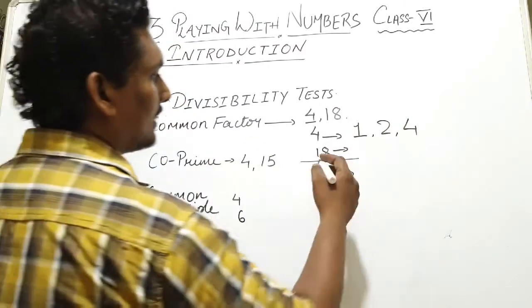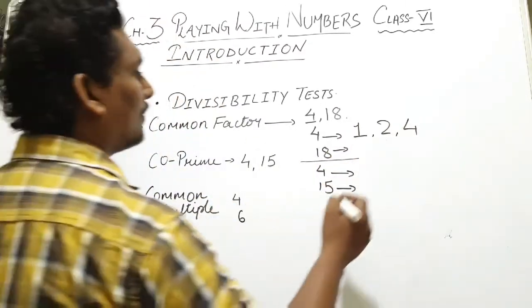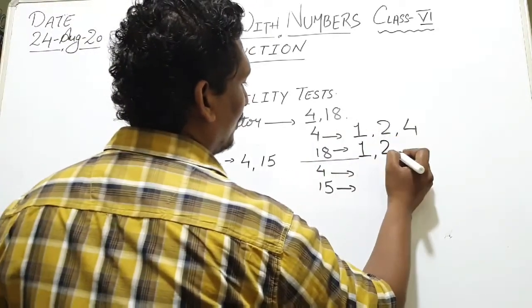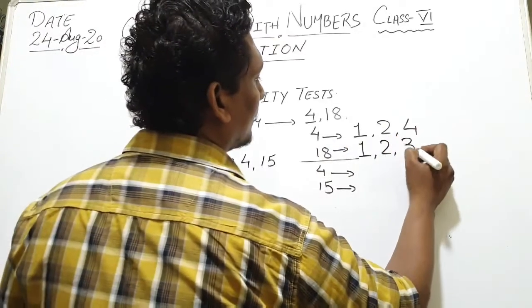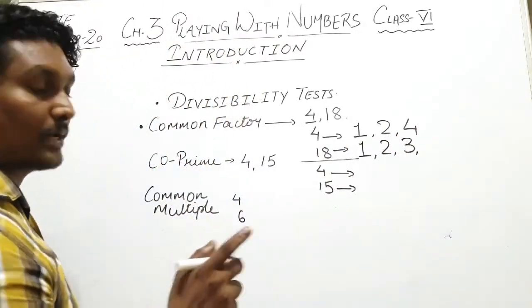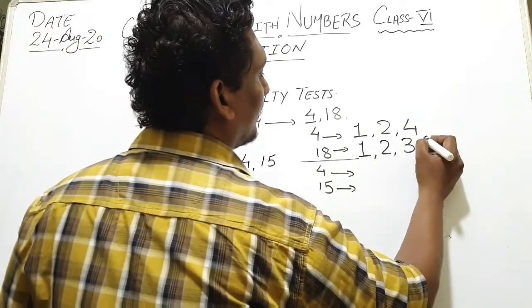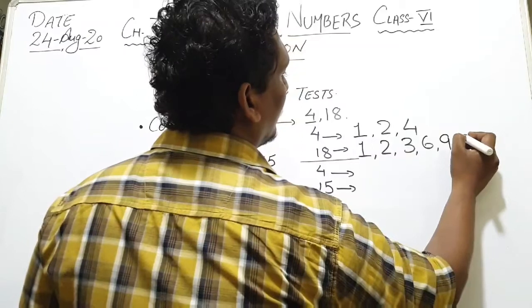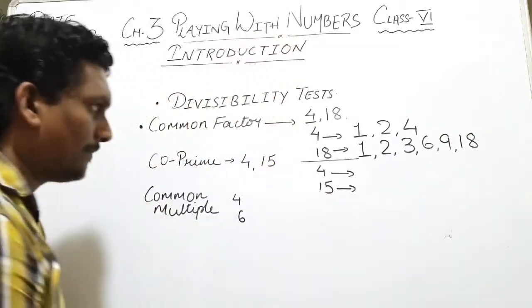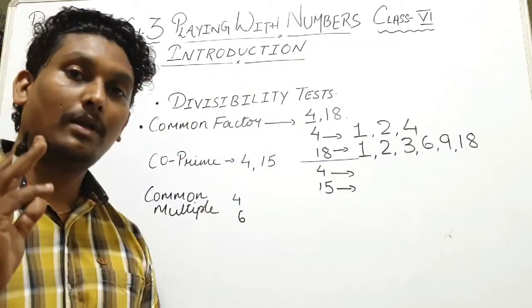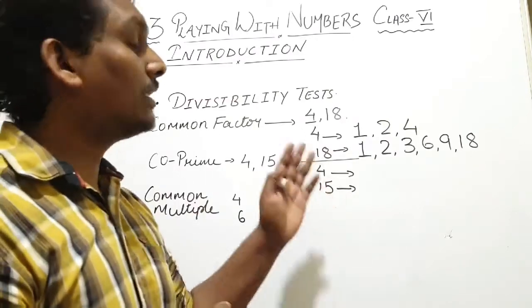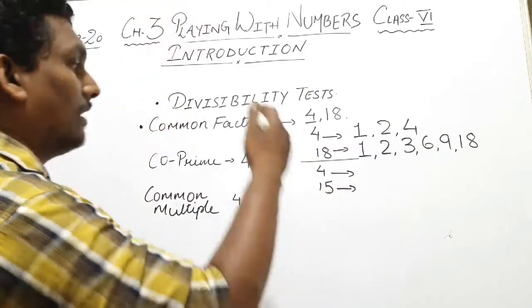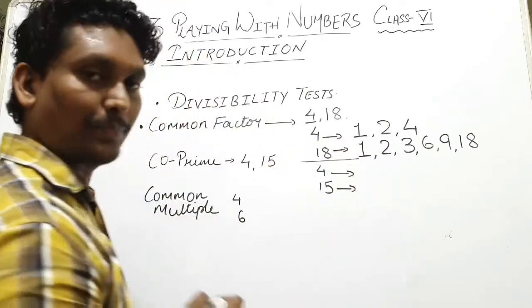Now come to the next number, that is 18. 18 will come in the table of first 1, right, then 2, then 3, in 4 it is not coming, in 5 it is also not coming, it will come in the table of 6, we are having 9, and we are having 18, right? So again I am telling you, you have to learn the multiplication table properly, right? If you know the tables properly, you can write the factors easily, right?